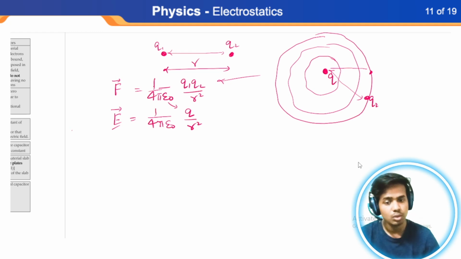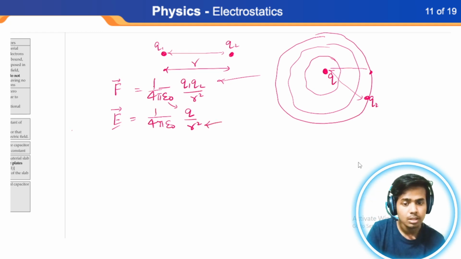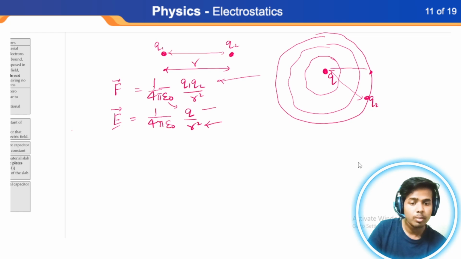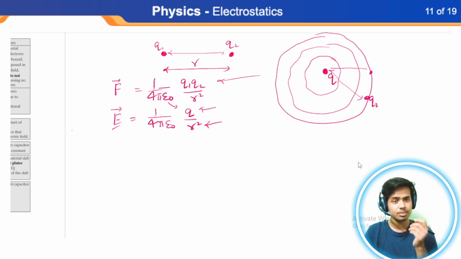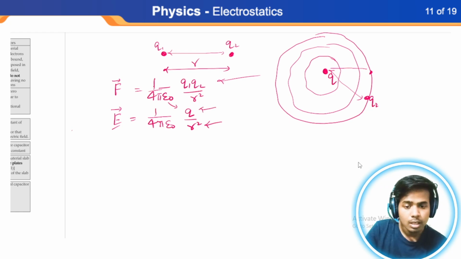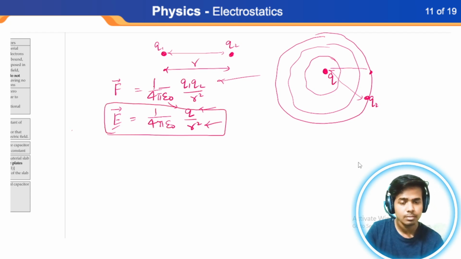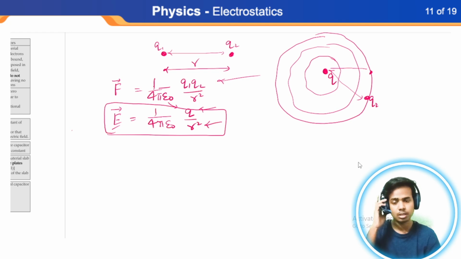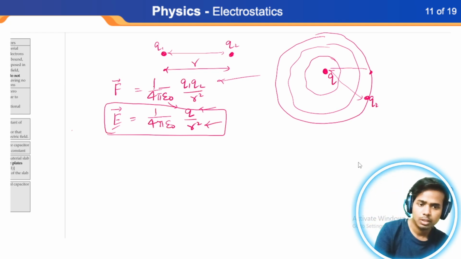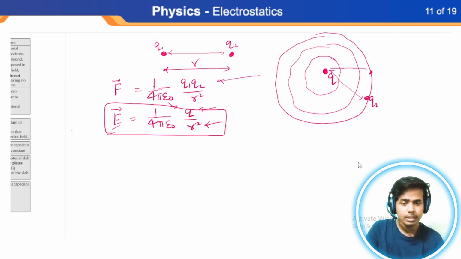The distance from the charge will be our r square, and q is our charge, which is initially on that charge. So basically electric field is the inherent property of any charge. It doesn't depend on the second charge. All right. So this was electric field.